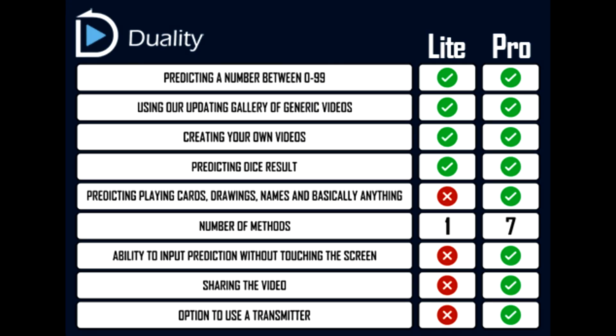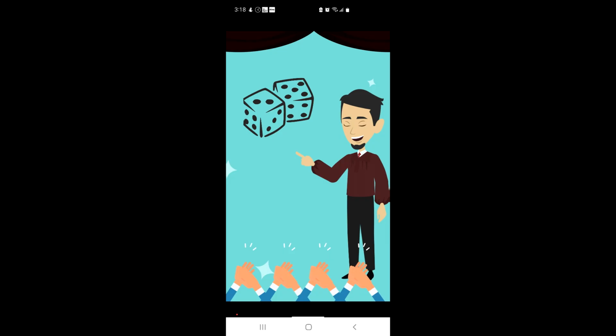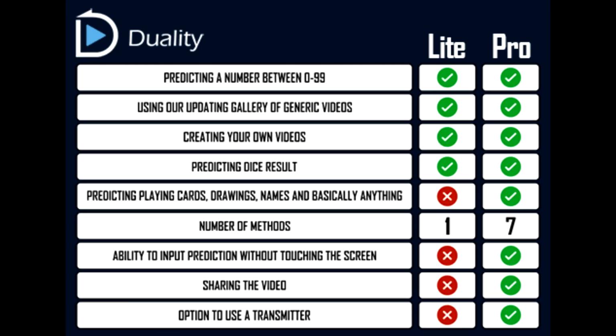So you can see on the left is the Lite version, and the Pro version is on the right. Both apps predict any number from 0 to 99. Both apps can use the updated gallery of generic videos. Both apps, you can create your own videos, and both apps will do the dice prediction. So again, you can roll a dice, and you can roll two dice. It's the same as a two-number prediction, but there's a video that allows you to roll two dice.